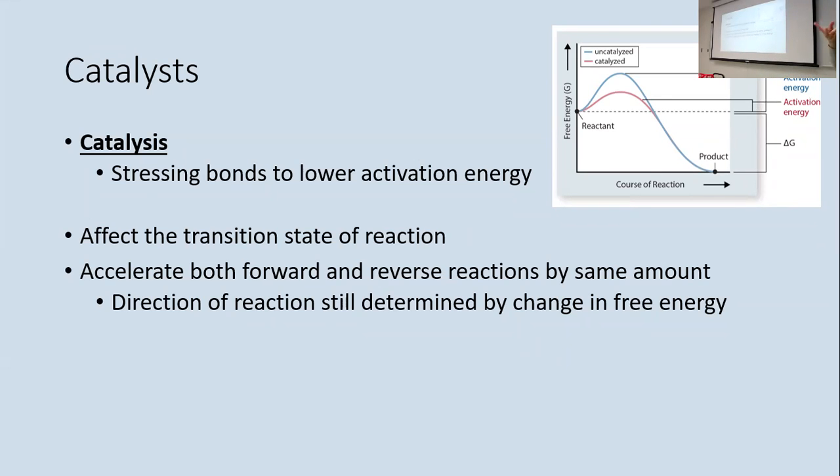Now these catalysts work both forward and back, in the same amount. They're destabilizing bonds on both sides. They're not particular to the products or reactants. All they're doing is destabilizing the bonds present. And so the direction of the reaction, whether equilibrium has us end up with more products or more reactants, still depends on the change in free energy. We'll just get there quicker if we catalyze the reaction.